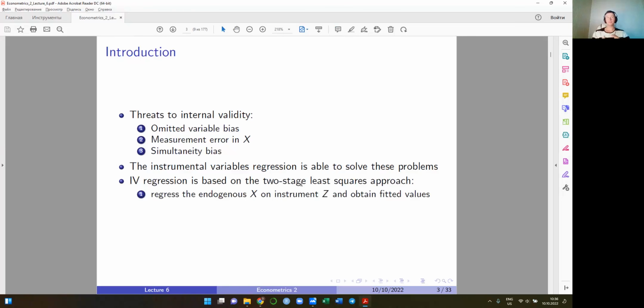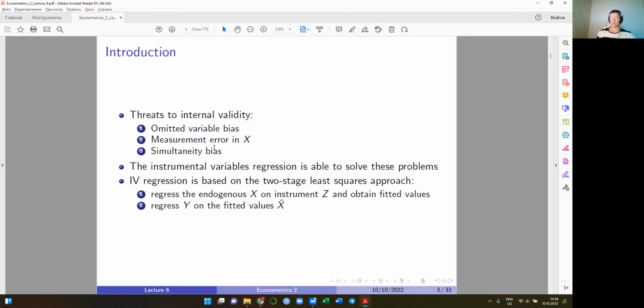In the first step, you do this division and you regress endogenous or problematic X on the instrument Z. This instrument must be some variable that is correlated with X and uncorrelated with the error term in the main regression. Then you obtain fitted values, and then you regress Y on these fitted values. So fitted values by construction are not correlated with the error term, and this X hat is exactly the component of X that is free of any of these three problems.